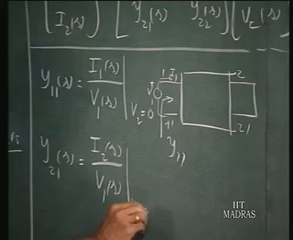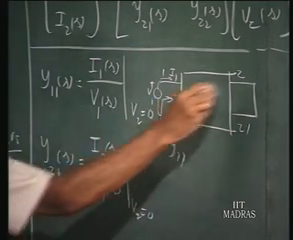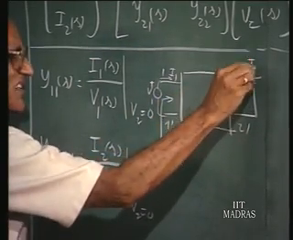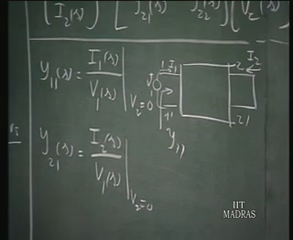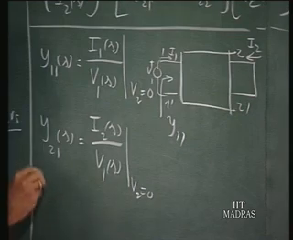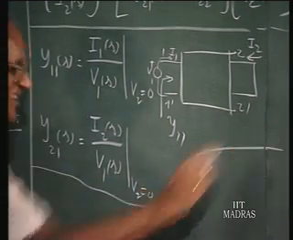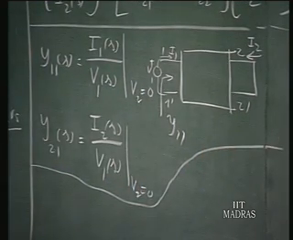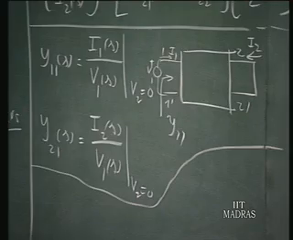When V2 is 0, under the same excitation conditions, this current I2 to this V1 is your y21 of s. Now, suppose I want to find out y12 of s and y22 of s.